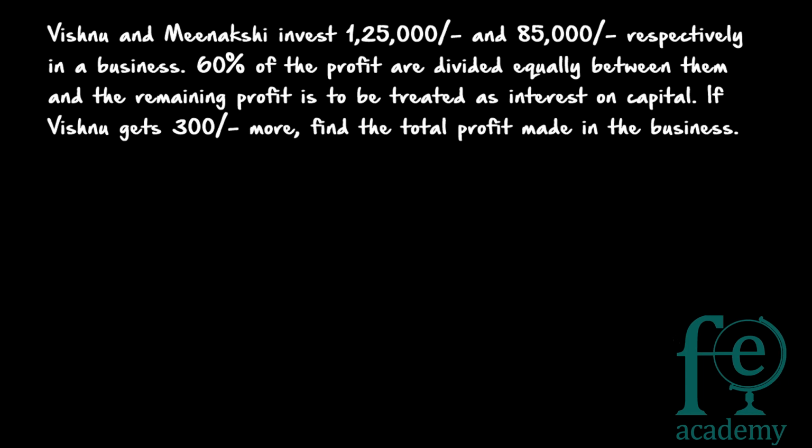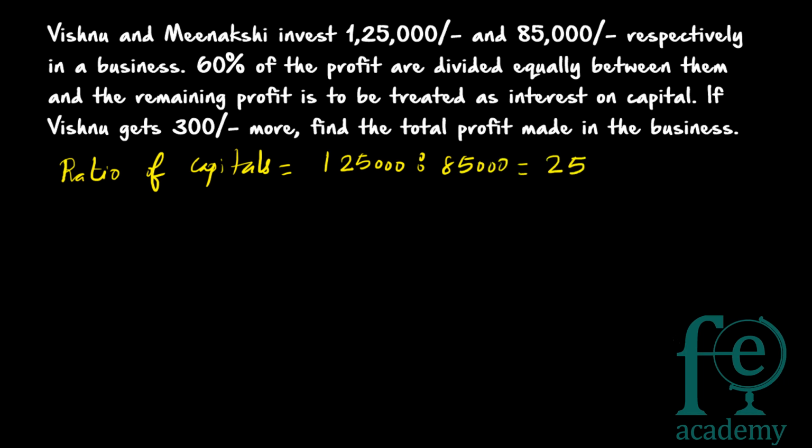So you have to find out the total profit, and the difference between the profits obtained by Vishnu and Meenakshi is given. Vishnu is getting rupees 300 more. So how to proceed with these kind of questions? First we have to find out the ratio of the capitals. It will be given by 1,25,000 is to 85,000. So you will be getting 25 is to 17. So 25 is to 17 is the ratio in which 40% of the profits are divided. And because of this, the difference of 300 rupees is coming.